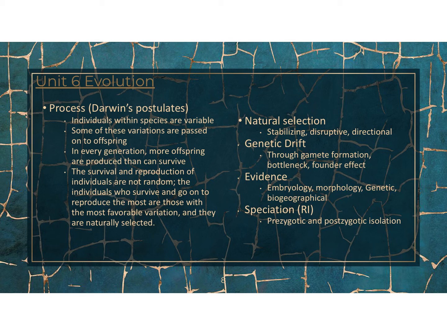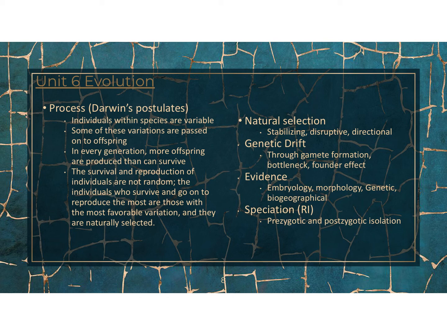And then number four, the survival and reproduction of individuals are not random. The individuals who survive and go on to reproduce the most are those with the most favorable variation, and they are naturally selected. Now, we did see an example of where it is due to random circumstances. But natural selection is looking at whether or not it is favorable, whether or not a trait is going to be passed on to the next generation.